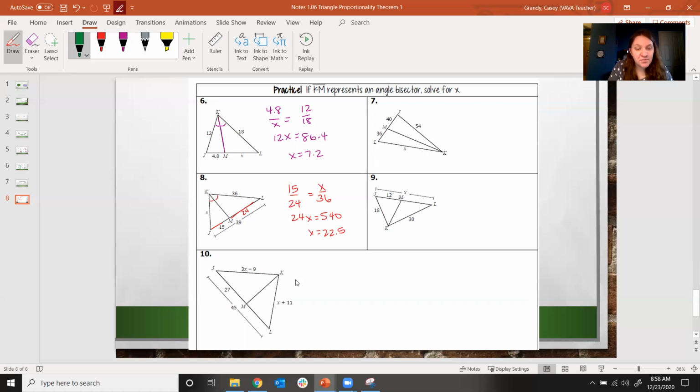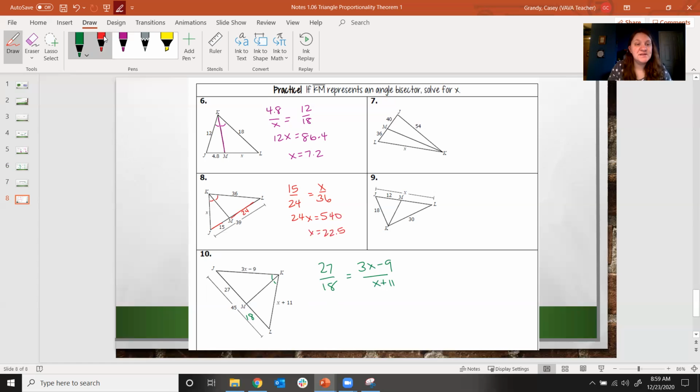Okay. In number 10, I have some expressions, but the idea is going to be the same. This is my angle bisector. It is cutting JL proportionally. JL is 45, JM is 27. So when I subtract, it'll tell me the length of ML. So ML is 18. Now I can set up my proportion. 27 over 18 will equal 3x minus 9 over x plus 11.